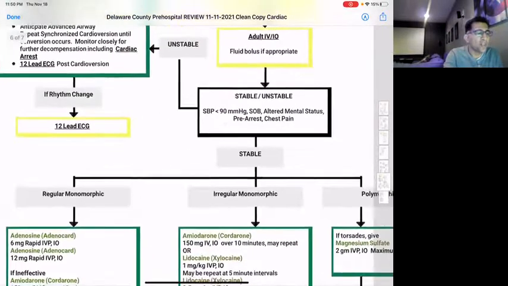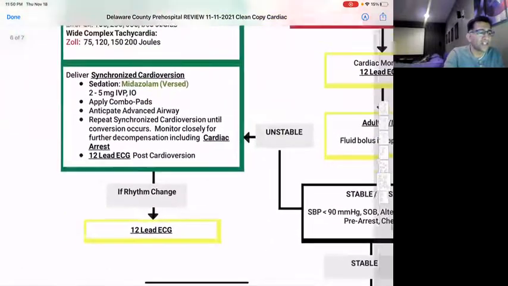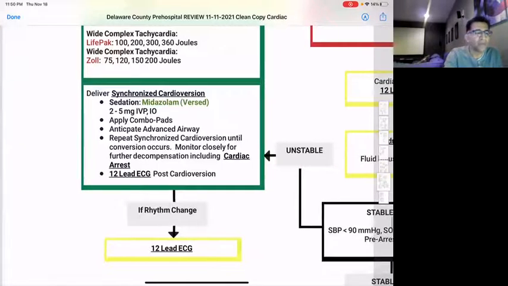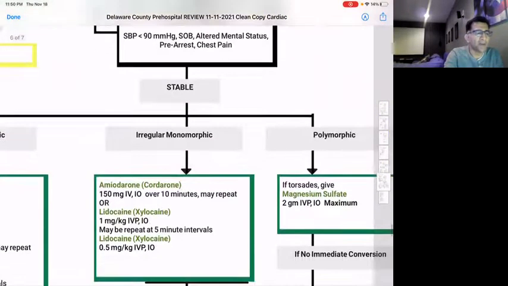And so we're going to go straight to the unstable and just reconfirm where we were before. If they're unstable, consider that synchronized cardioversion, move rapidly to this point. After your cardioversion, get that 12 lead EKG. This is stuff that I think we're all very familiar with. On the flip side, let's talk about our stable group.